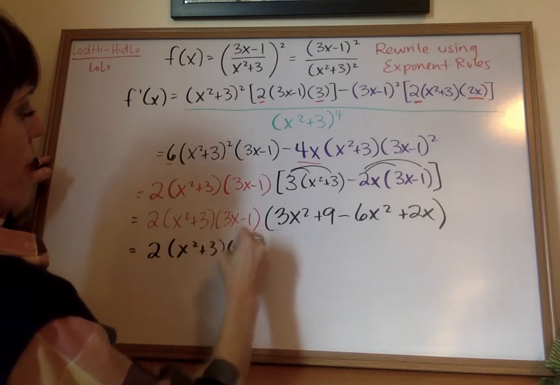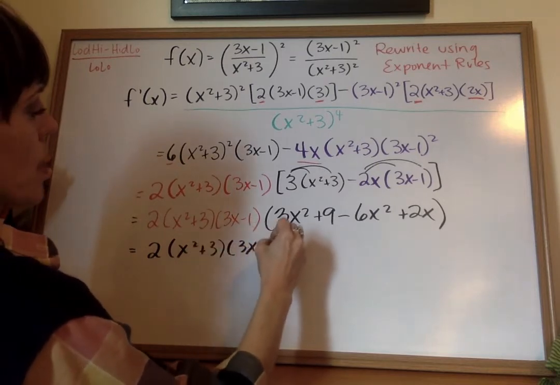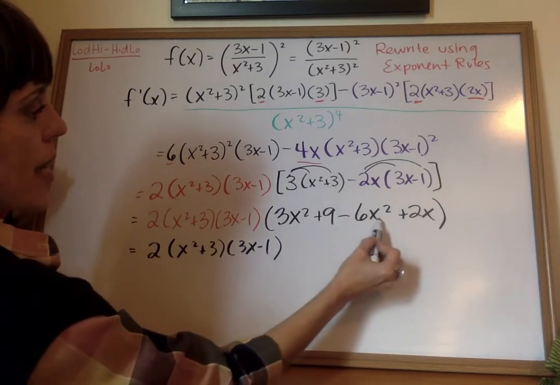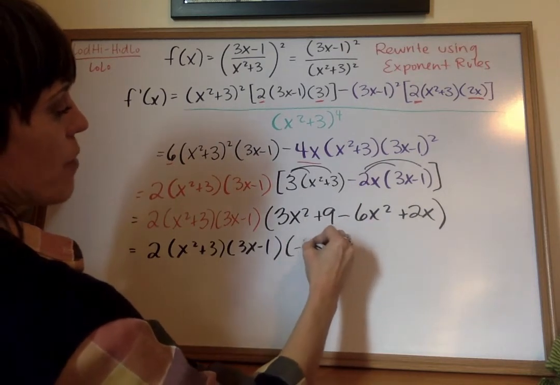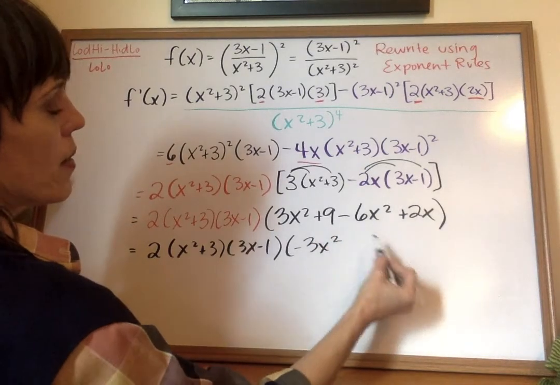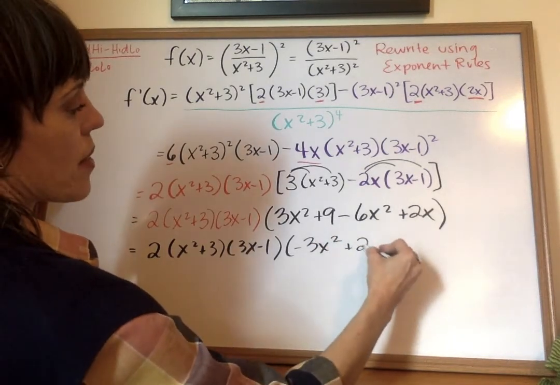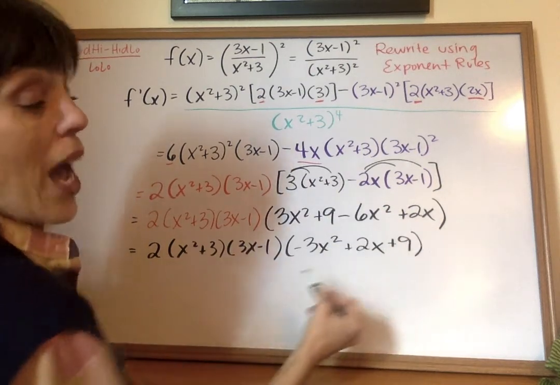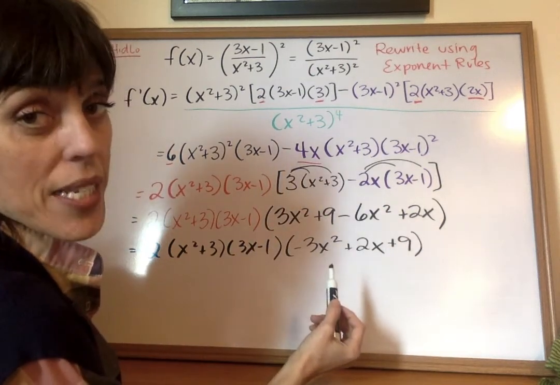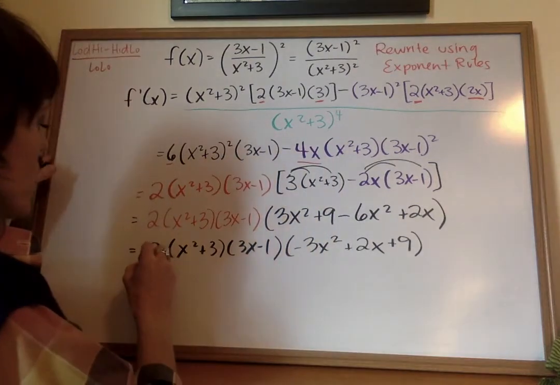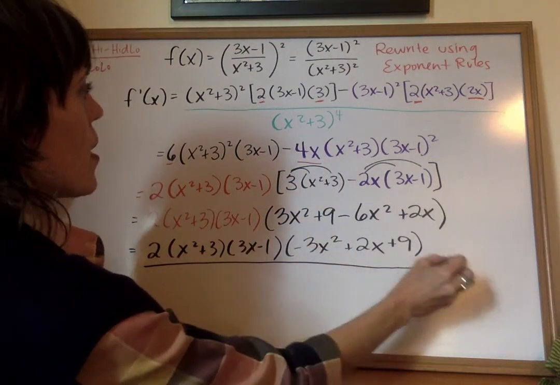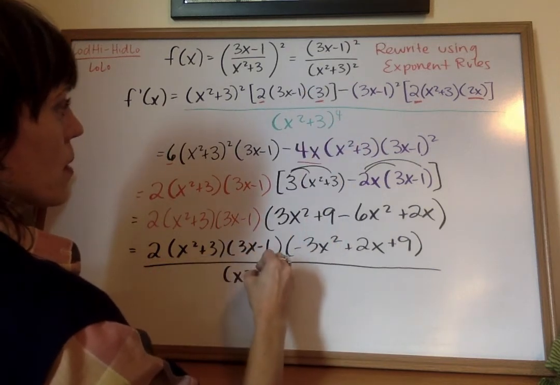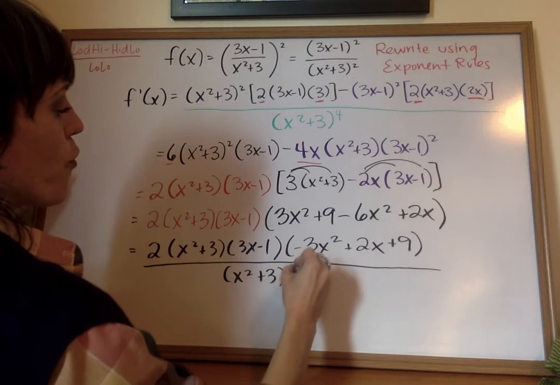So these are my factors. I'm just bringing these down and keeping it all the same color. And now I've got 3x squared minus 6x squared. That's going to give me negative 3x squared. Plus 2x has nothing to combine with. Plus 9 has nothing to combine with. Now I'm ready to let my denominator join its numerator. So I'm going to draw my fraction bar. And my denominator was x squared plus 3 to the 4th.